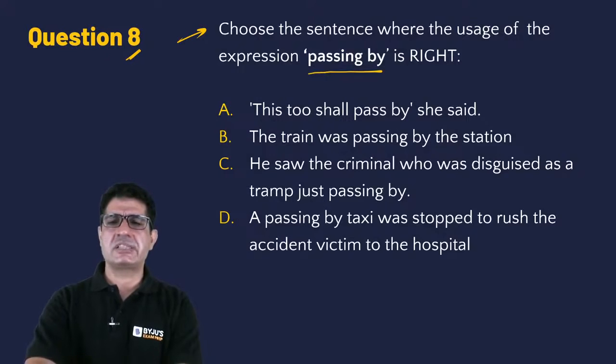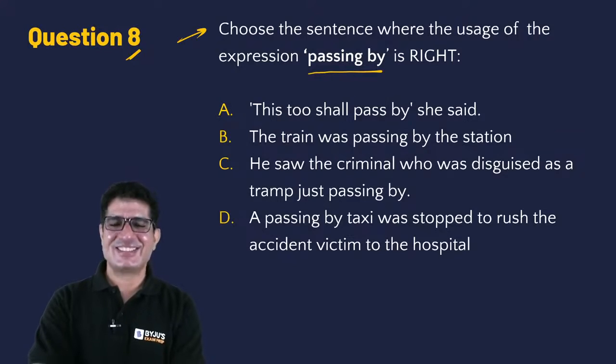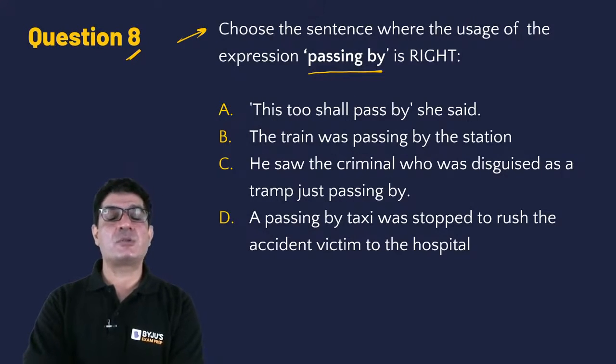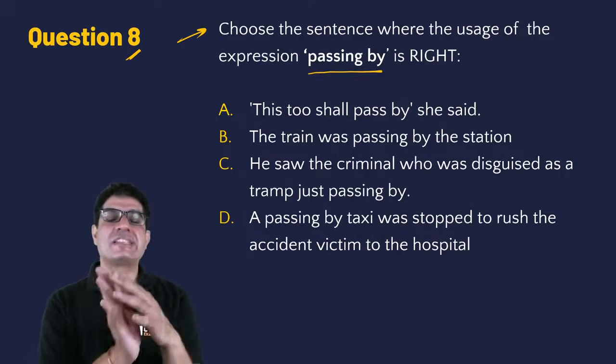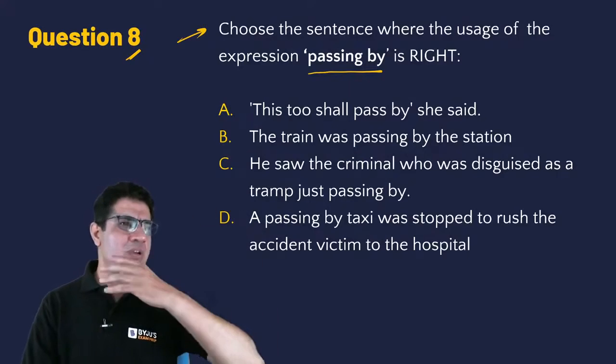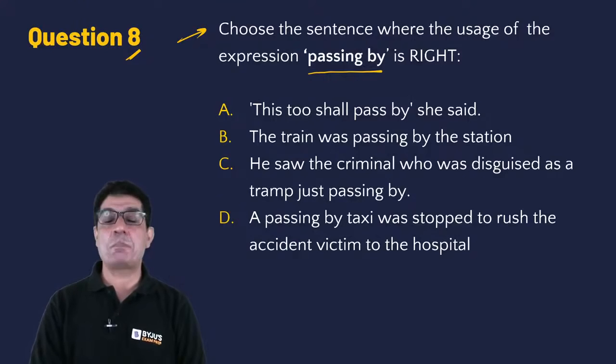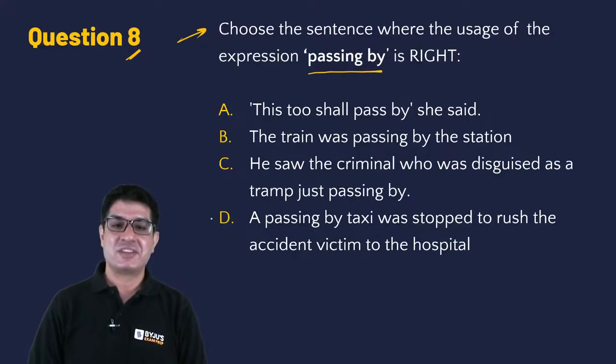So which one of these is correct? A passing by cannot be used as an adjective, Nishant. So you can say a taxi that was passing by was stopped, but you cannot say a passing by taxi. A taxi which is moving past you, you'd call it a passing taxi. You won't call it a passing by taxi. So D is wrong. You can say passing. And A is definitely wrong.